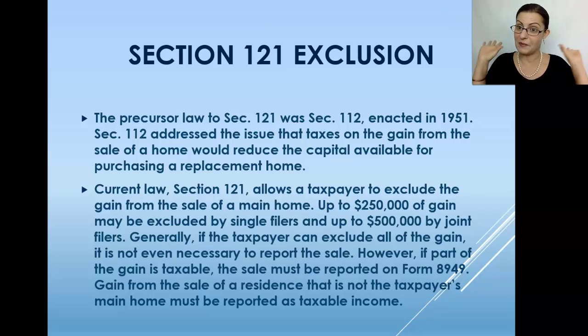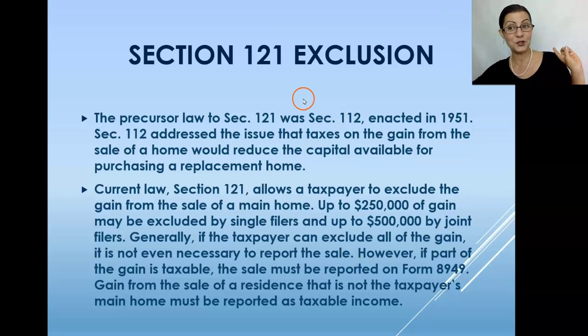A married couple is two people, but there's special rules for married couples that are a little bit more favorable than the rules that are for either unmarried couples or even just, maybe you have two sisters or two brothers that own a home together and live in it. You can have that as a scenario too. So generally, if the taxpayer can exclude all the gain, it's not even necessary to report the sale. Okay, that's the IRS's position, that if the taxpayer can exclude all of the gain, it's not even necessary to report the sale. That is technically true.